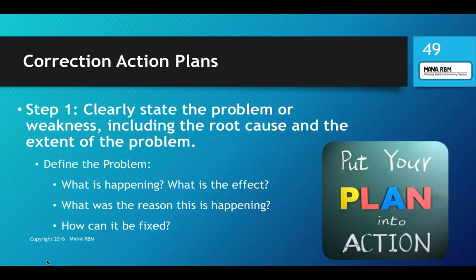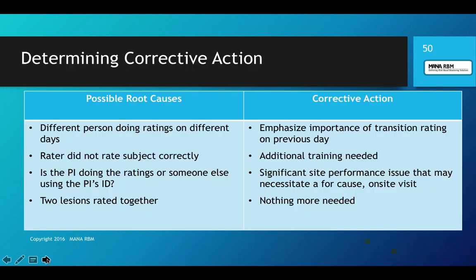So what you want to do in your corrective action plan is to state the problem or the weakness, including the root cause and the extent of the problem. So define the problem. What is happening? What is the effect? What is the reason it's happening? And how can it be fixed? There are a number of different ways you can do that. We set up a specific form that asks these questions so that we can keep track of this, and it helps us to better enhance the way we do our training and design our systems.